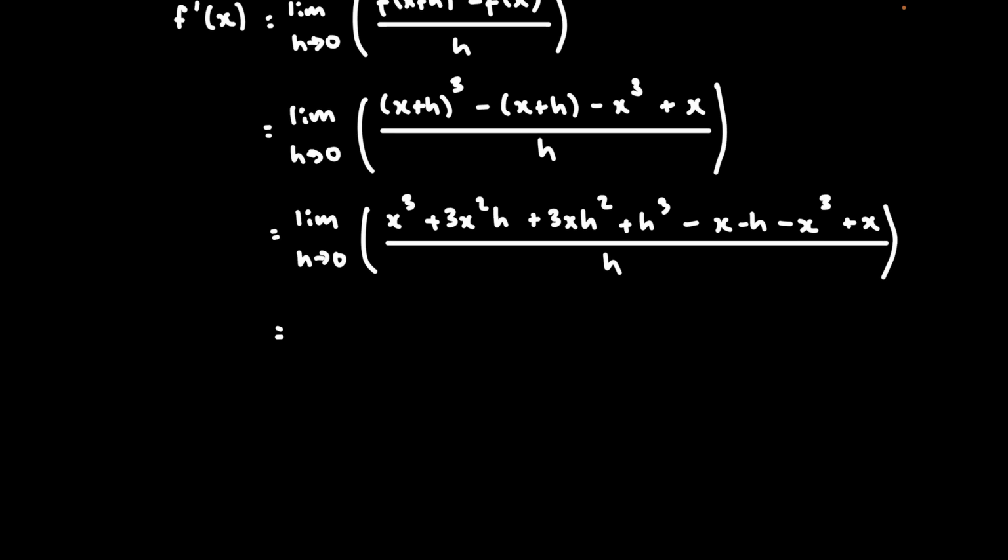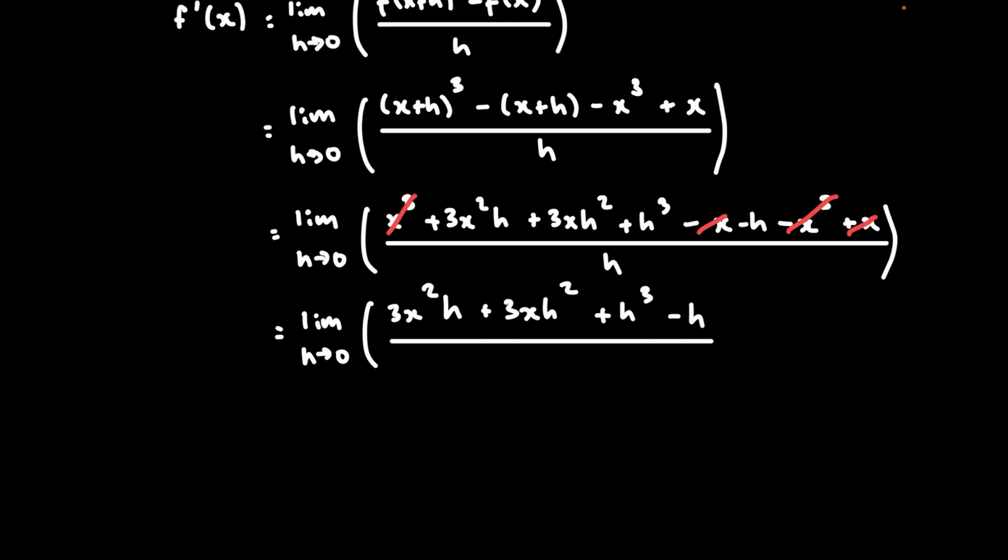Now what we can do is simplify the numerator by cancelling out the x cubed terms and the x terms, and that's all we can cancel out here. So what we're left with is the limit as h approaches 0. It's a hassle to write this every single time, but on every single line you must write limit as h approaches 0, as annoying as it is. So h plus 3xh squared plus h cubed minus h, all over h.